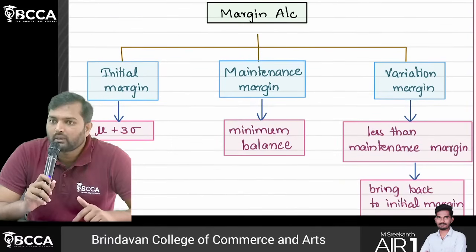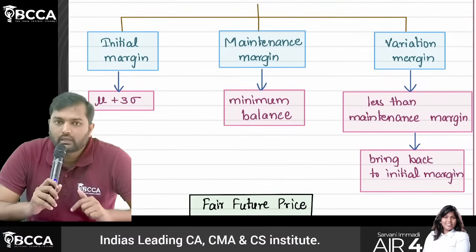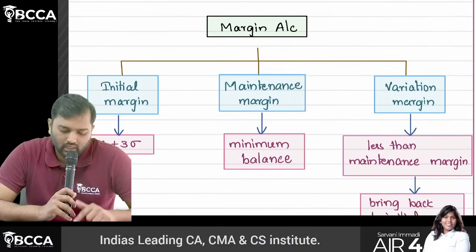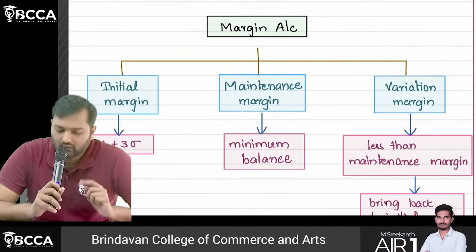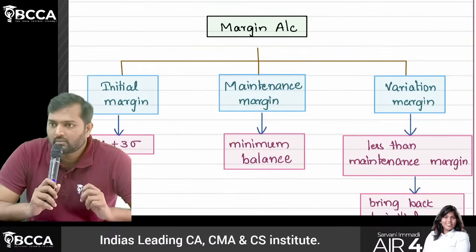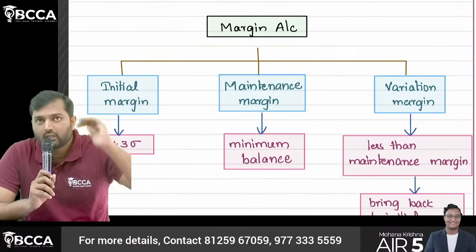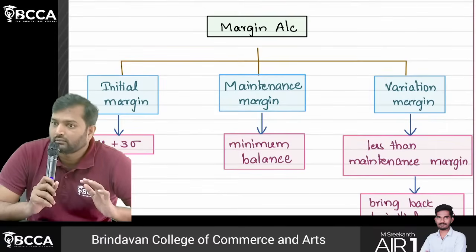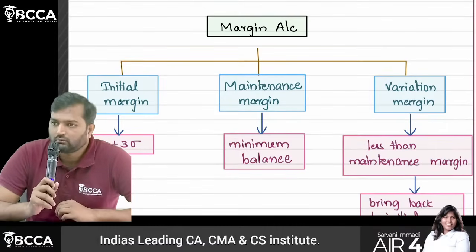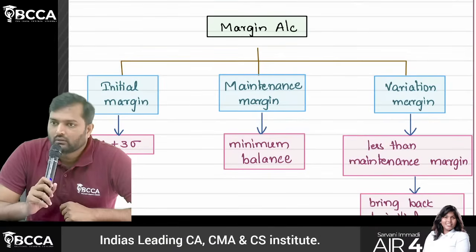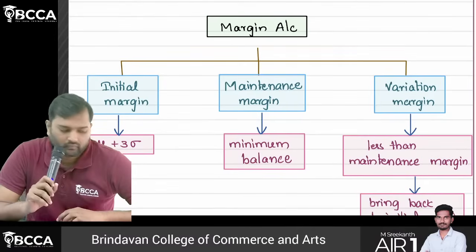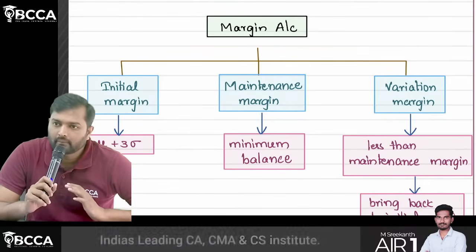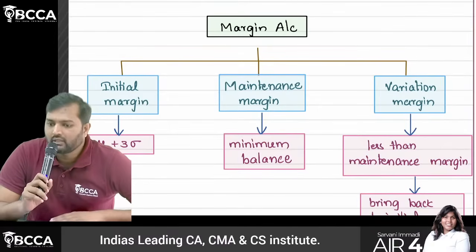Maintenance margin is a minimum balance to be maintained in the margin account. First of all, the initial margin is deposited in the margin account. Maintenance margin means the minimum balance to be maintained in the margin account at all times. Whenever the balance in the margin account falls below the maintenance margin, we should bring the balance back to the initial margin. The amount deposited is called a variation margin. So initial margin, maintenance margin, and variation margin.